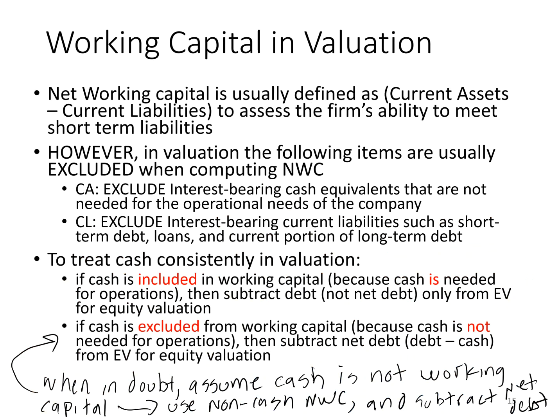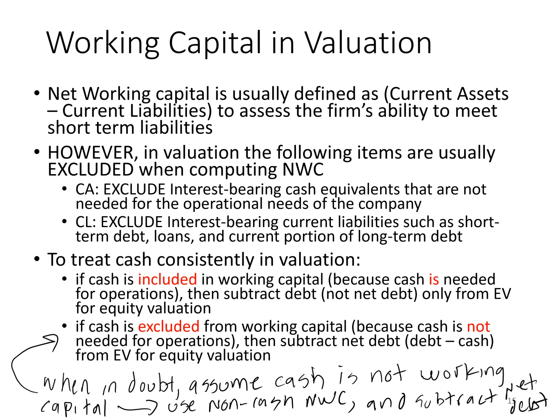So net working capital, or I'll usually just say working capital, is defined by accountants as current assets minus current liabilities. And it's used to assess the firm's ability to meet its short-term obligations. However, in valuation, the following items are usually excluded from net working capital. What it comes down to is you're generally going to exclude all interest-bearing assets and liabilities. So I want to exclude any cash equivalents that generate interest, and also exclude any interest-bearing current liabilities such as short-term debt, loans, and current portion of long-term debt.